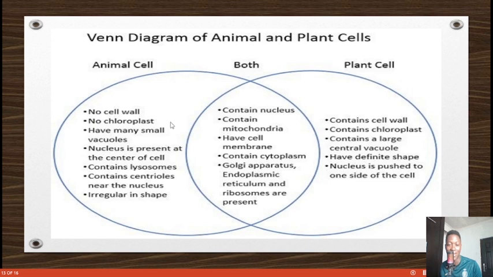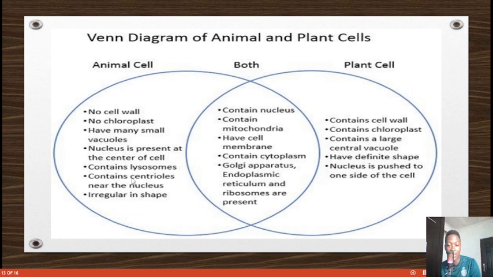Animal cell, no cell wall, right? No chloroplast. Have many small vacuoles. We mentioned nucleus is present at the center of the cell. Contains lysosomes, contains centrioles near the nucleus. Is irregular in shape. So please note this difference. Animal cell, we have mentioned some of them, but just to put in more light, animal cells are irregular. Plant cells, you can see it has definite shape.